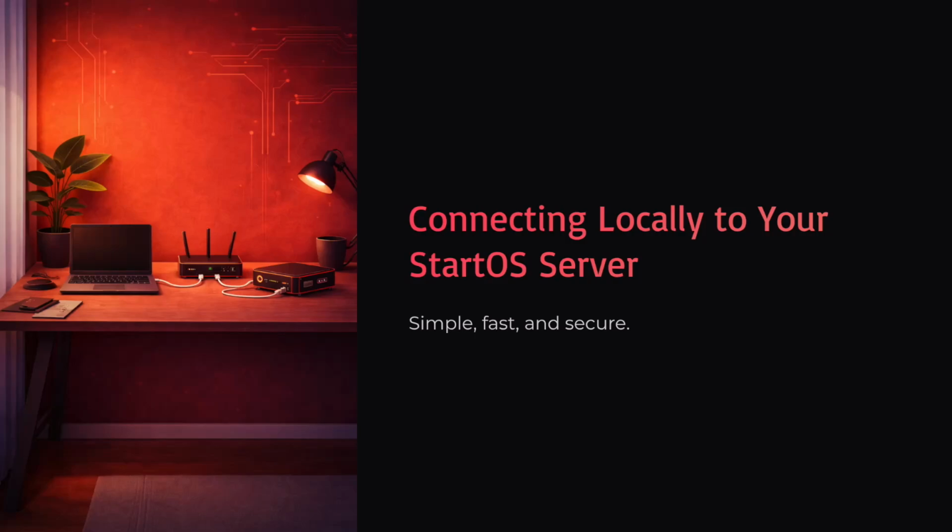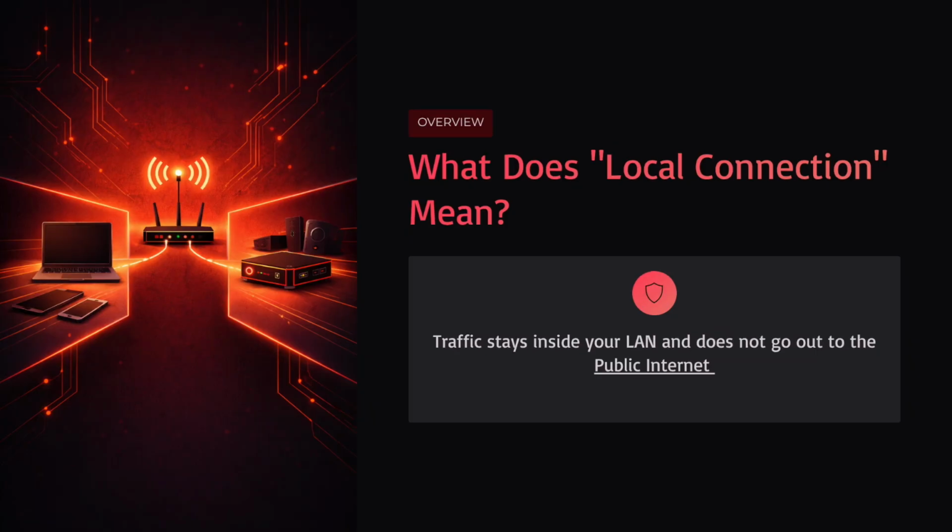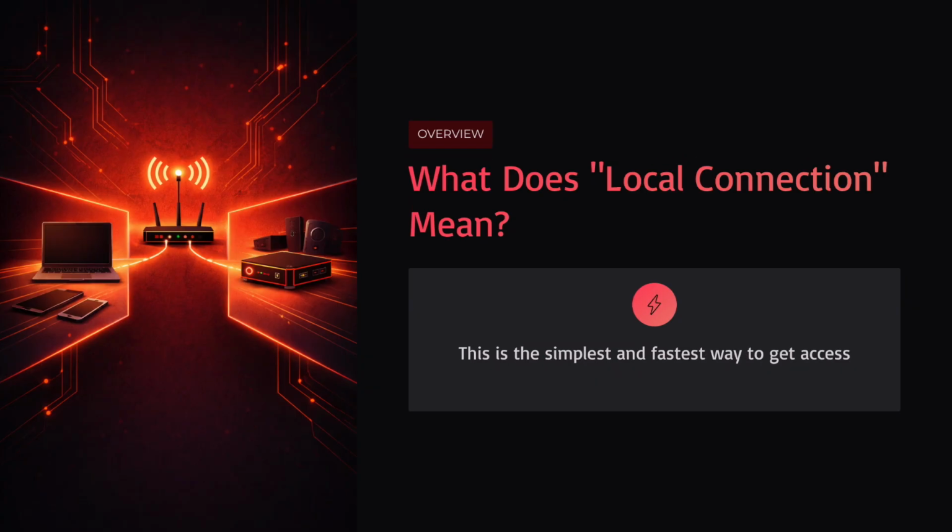In this video, we're going to learn how to connect locally to our StartOS server. Connecting locally simply means that your server and the device you're connecting with are on the same network. Traffic stays inside your LAN and doesn't go out to the public internet. So this is going to be the simplest and fastest way to get access.